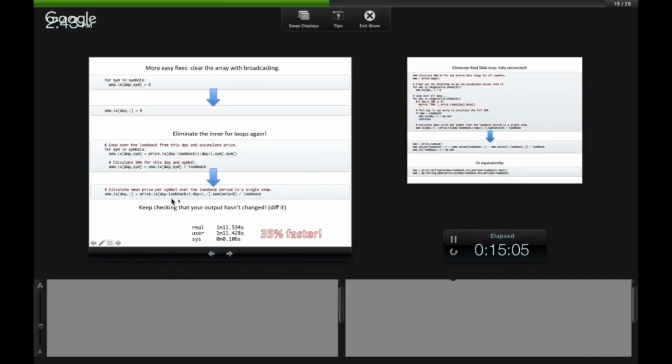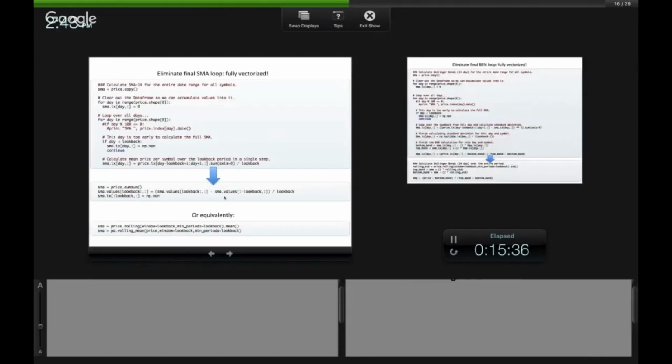I just take the look back period as a range, and here I had symbol before, now I'm doing them all at once. Now that I have more than one symbol, I need to make sure I sum across the correct axis so that I'm summing across the days. I don't want to sum across the symbols or I'll end up going the wrong way. And then divide that by the look back to get my SMA all in one shot. Again, one simple change, 35% faster than the previous step. So we're making progress very rapidly on speeding this up.